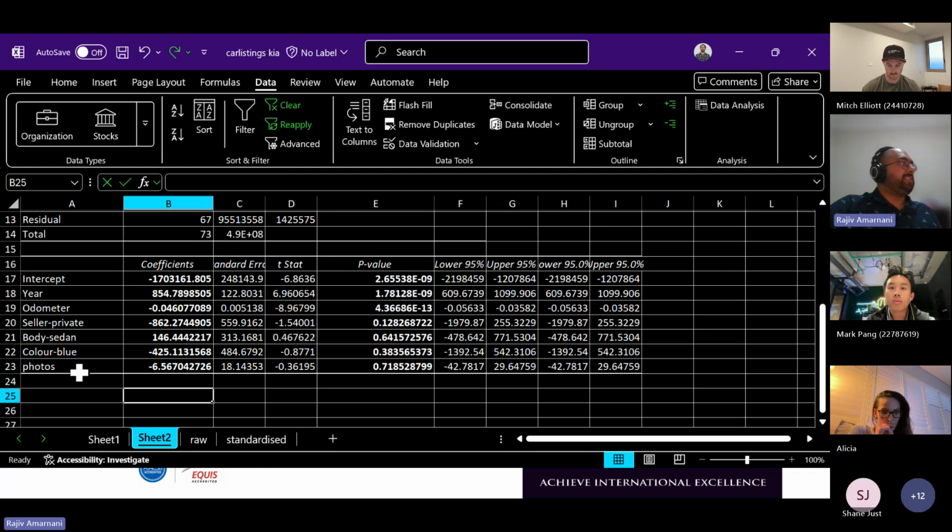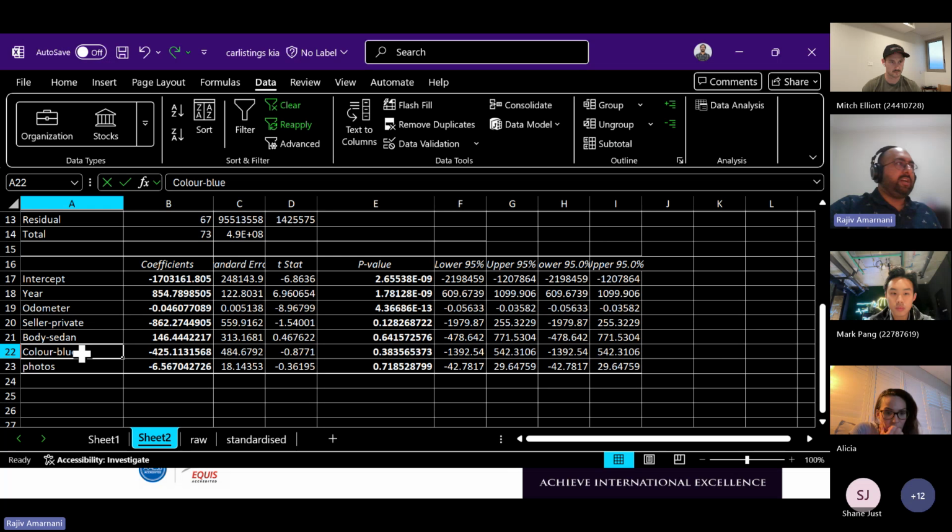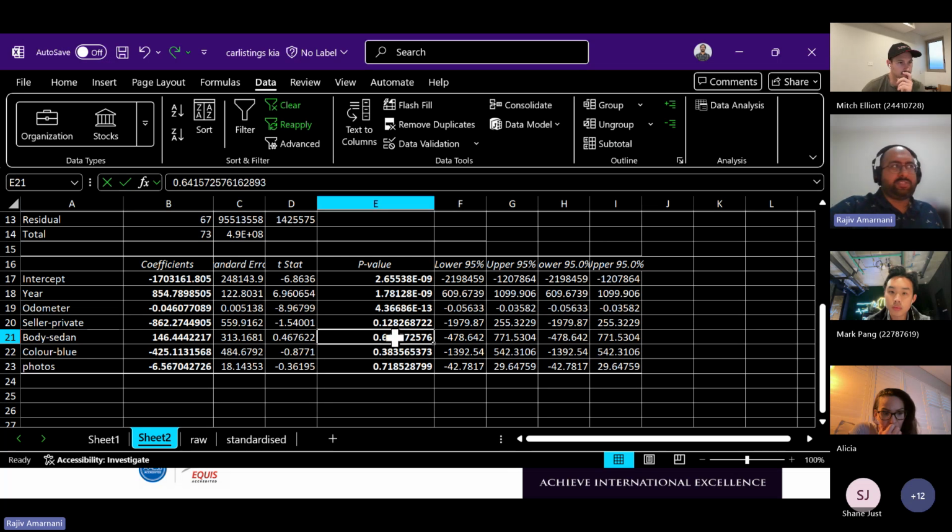So, does the number of photos predict list price? P-value is not statistically significant. It's not less than 0.05. No. The number of photos does not seem to have a meaningful effect on list price. The color, whether it's blue or not blue, does not seem to matter, not statistically significant. The body type, a sedan or hatchback, doesn't seem to be a statistically significant difference either.